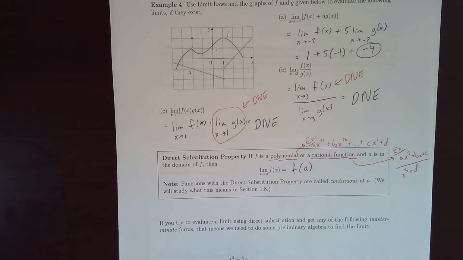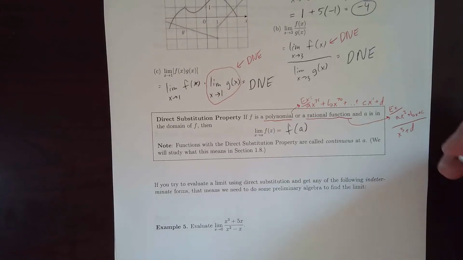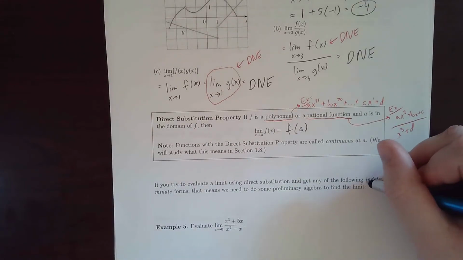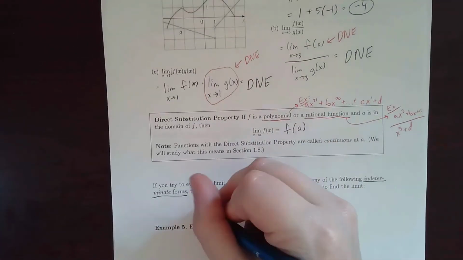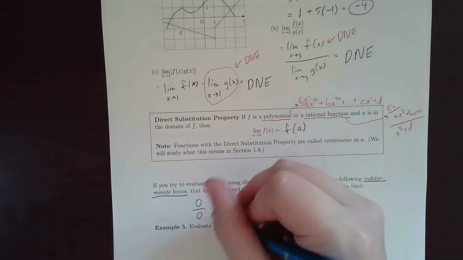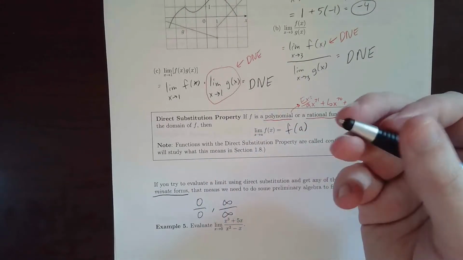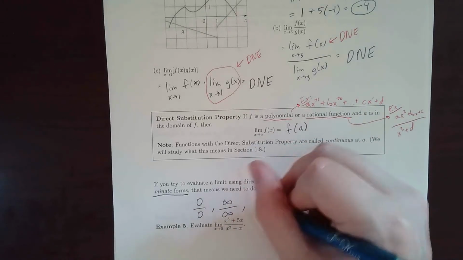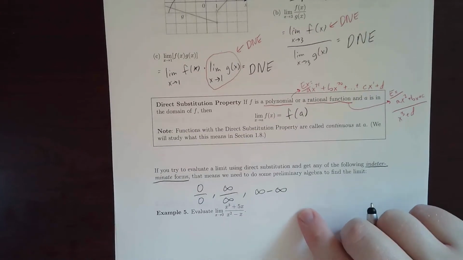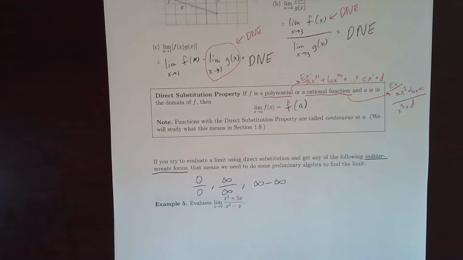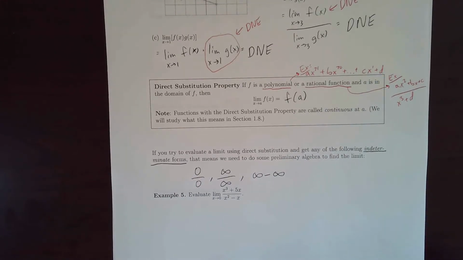And if we try to evaluate a limit using direct substitution and we get any indeterminate forms, then we have to go ahead and use some algebra to find the limit. So these indeterminate forms are basically things where we get 0 over 0 when we plug in, or we get infinity over infinity, or it could be negative infinities, or something where we have infinity minus infinity. So if we ever get any of these scenarios, what we're essentially saying is, well, we don't know yet what's going on, but we can do a little bit more work to find out.